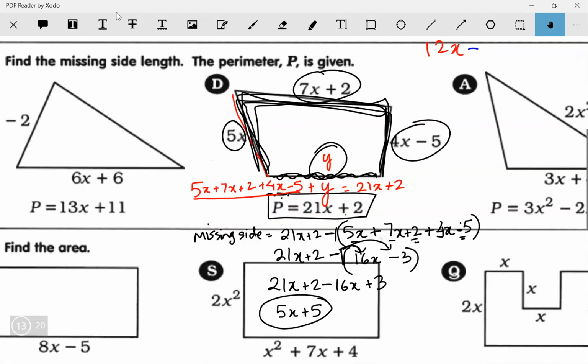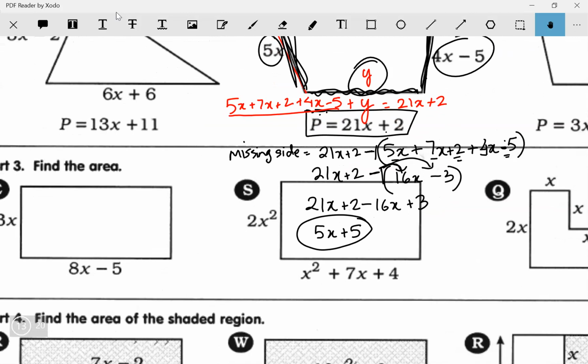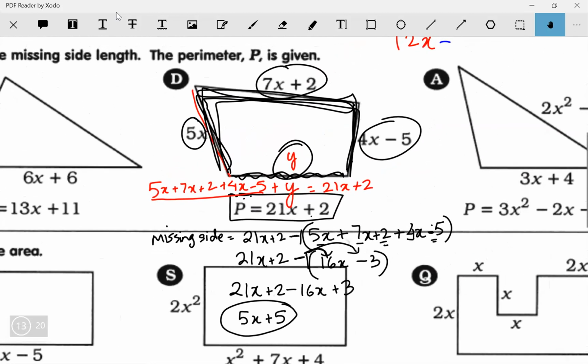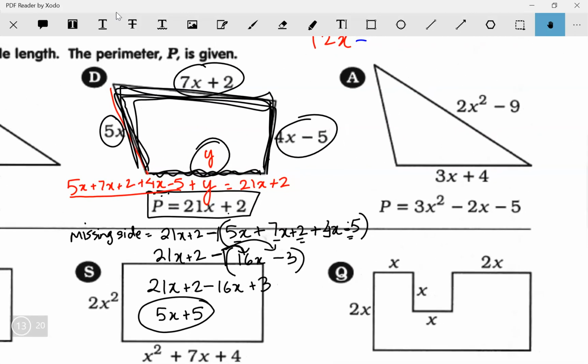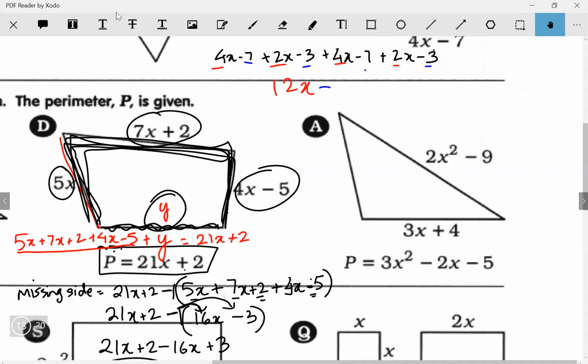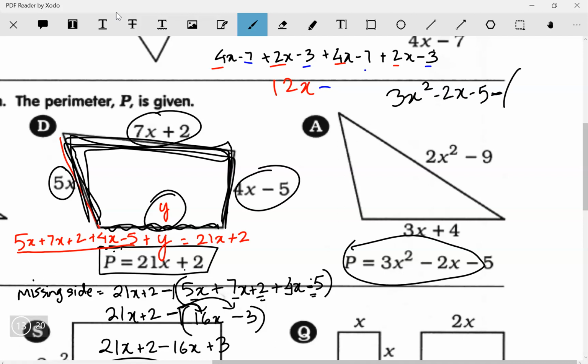So that was a kind of trickier question. Hopefully everybody is good with that. Again, to do this, the same kind of idea, we would do 3x squared minus 2x minus 5. That's the total perimeter. And we're going to subtract the sum of the other sides, basically, however many sides there are. Plus 3x, whoops, I'm running out of space, plus 4.